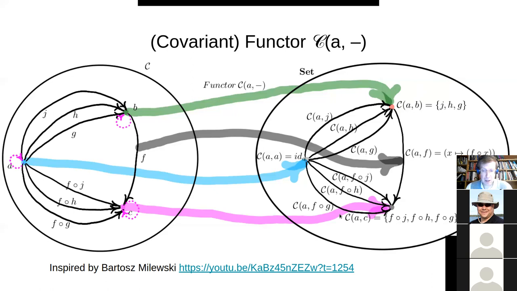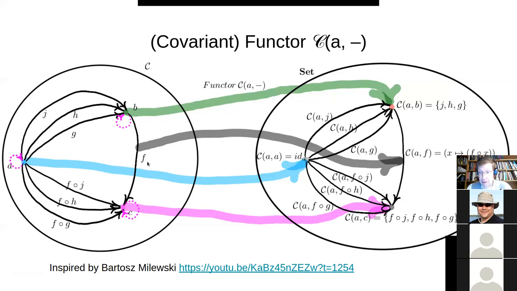Now, there's something deeper going on here. And I like how Bartosz explains it, and how Jeremy Gibbons explains it, and how Brendan Fong explains it in the Programming with Categories course. So we can think of this picture as showing how does B view A? The view of A from B. That's what this Hom set gives. This Hom set from A to C gives the view of A from C, kind of the perspective on A from C. It's the perspective on A from B.